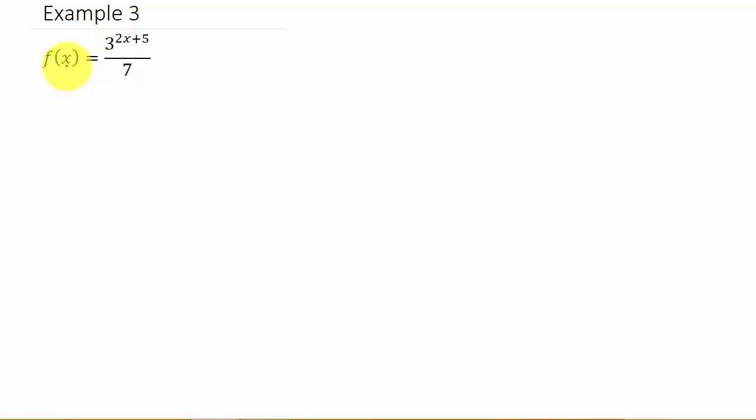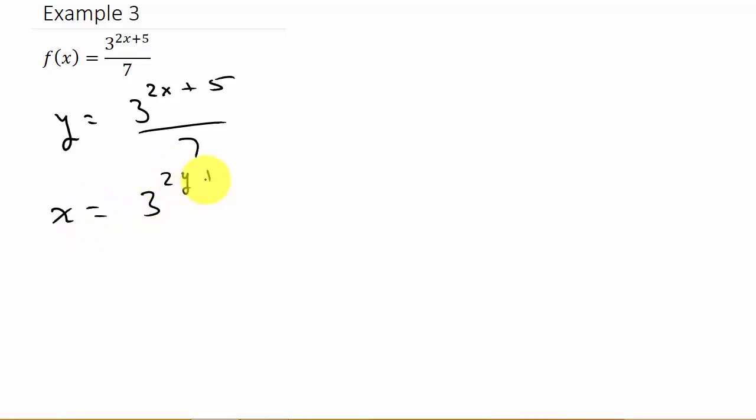So first thing, change the f of x to y. So I get y equals 3 to the 2x plus 5 over 7. Okay. Swap the x's and y's. So I get x equals 3 to the 2y plus 5 over 7. And then what did we do? Well, we solved for y. But what was the first step we did? We would just go ahead and convert it to logarithmic form, wouldn't we?